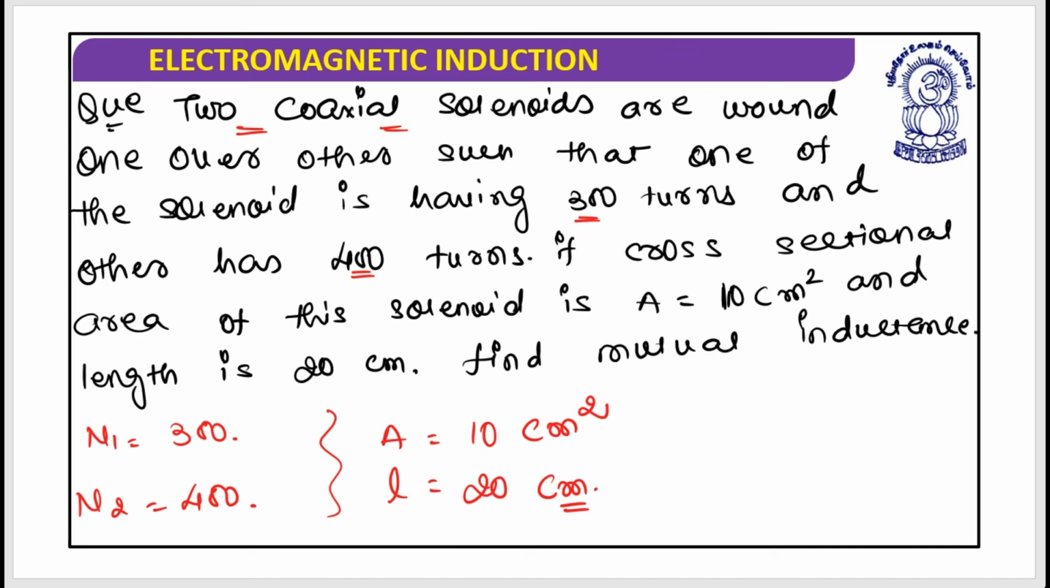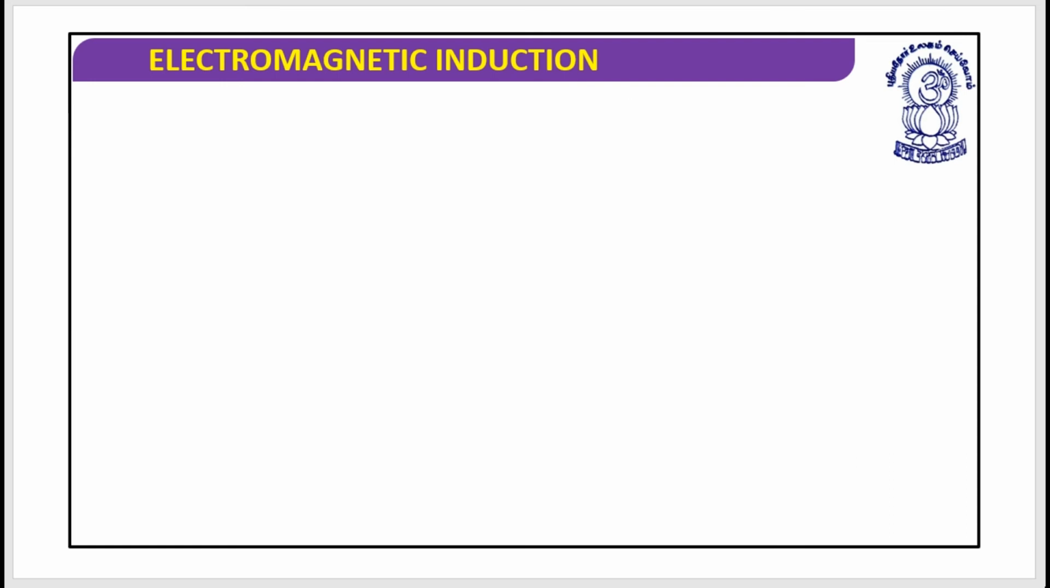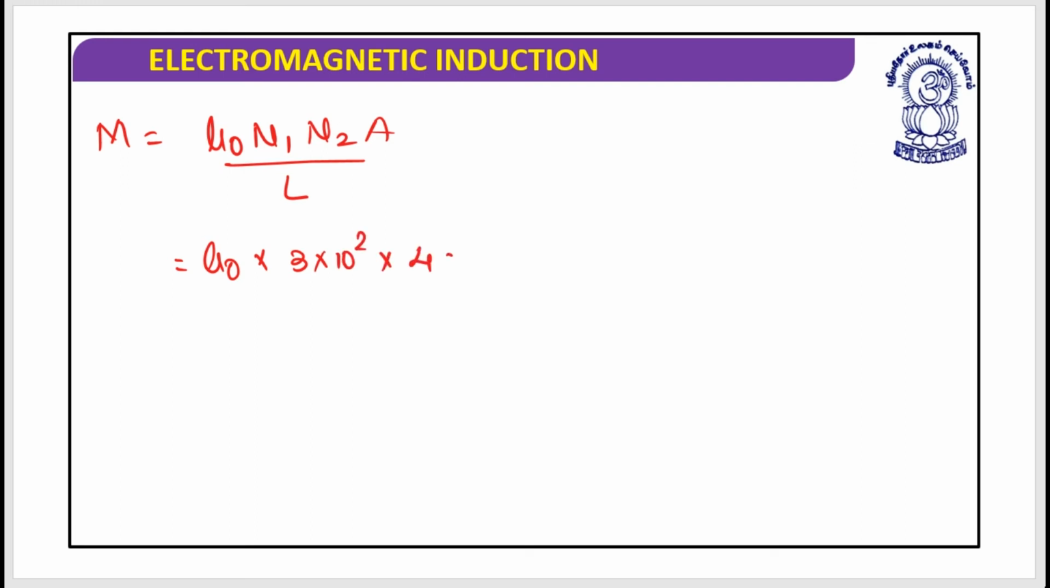What else has been given? No? Great. Now let's find out the mutual inductance. I am already given N1 and N2. Now M equals mu naught into N1 into N2 into area divided by length L. So this equals mu naught, let's keep it at this point of time, multiplied by 300, which is 3 into 10 to the power 2, multiplied by 400, which is 4 into 10 to the power 2, multiplied by area, 10 centimeter square. Converting this to meter square, it is 10 to the power minus 4, and length 20 centimeter is 20 into 10 to the power minus 2.